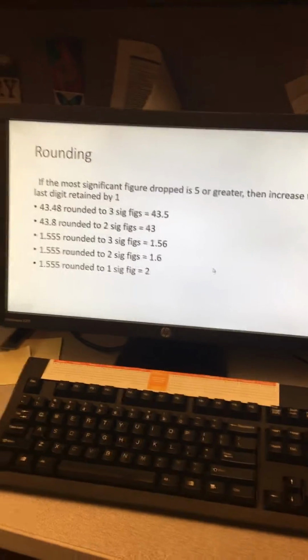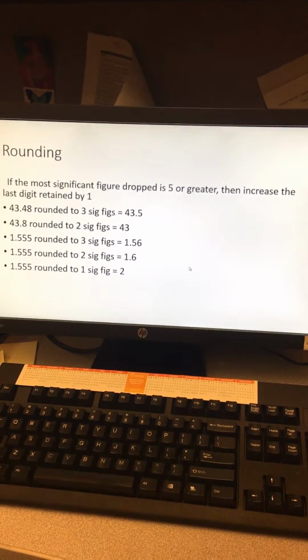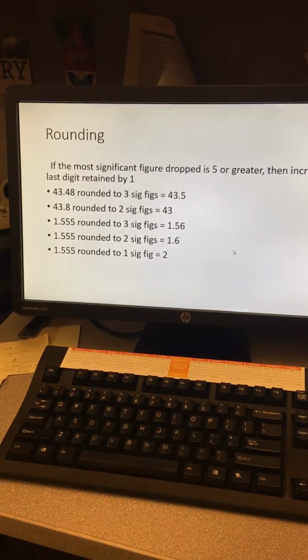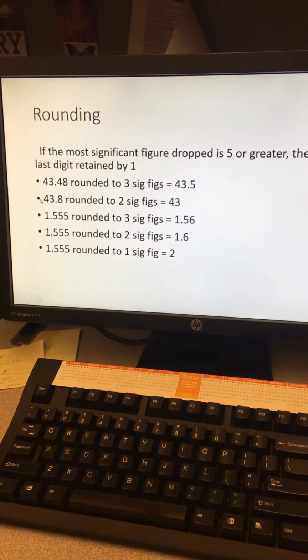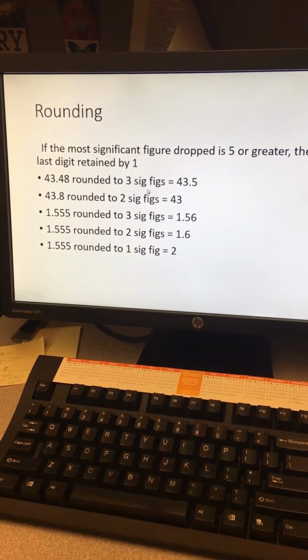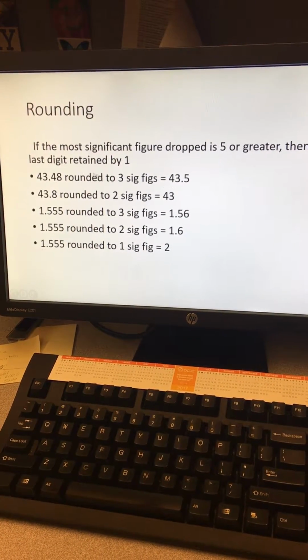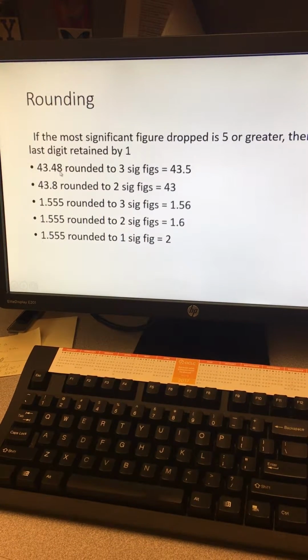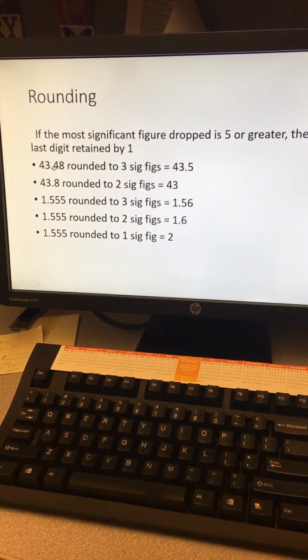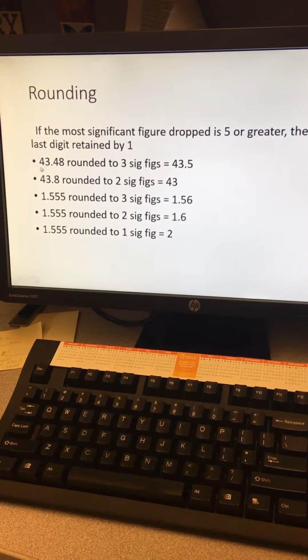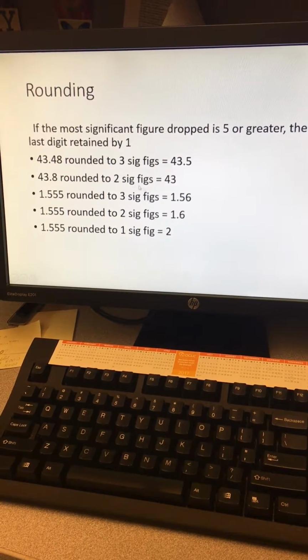Alright, so rounding. If the most significant figure dropped is 5 or greater, then increase the last digit retained by 1. So we look at this 43.48 rounded to 3 significant figures would be 43.5. How do we know this? We look at this 8 right here, and it's greater than 5, so we would round the 4 up by 1 and make that 43.5. And if you look at all these other examples, it would show the same thing.